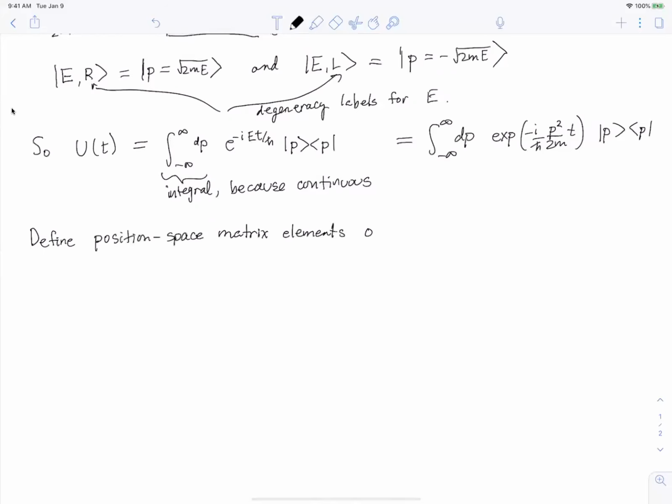Okay, so these are the position space matrix elements of our operator U, and they're just x, that's one position eigenket, U of t, x prime. I could have called them x1 and x2 or anything else like that, but this is going to be equal to the integral from minus infinity to infinity dp. I'm just going to plug my x and my x prime in here. And then I have my exponential.